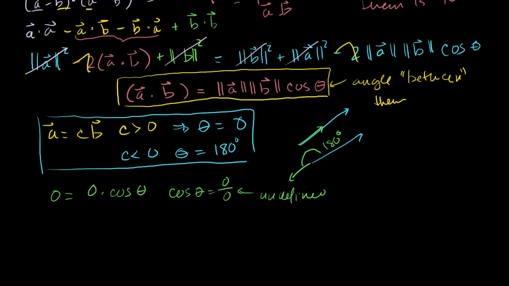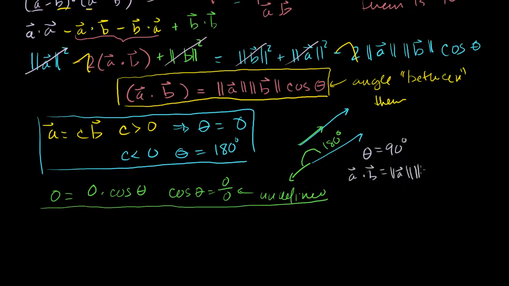What does that mean? So let's say that theta is 90 degrees. What does this formula tell us? It tells us that A dot B is equal to the length of A times the length of B times cosine of 90 degrees. Well, what's cosine of 90 degrees? It's 0. You can review your unit circle if that doesn't make a lot of sense. So this whole term is going to be equal to 0. So if theta is equal to 90 degrees, then A dot B is equal to 0.